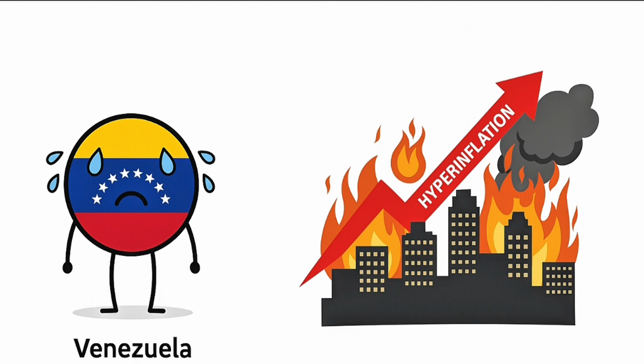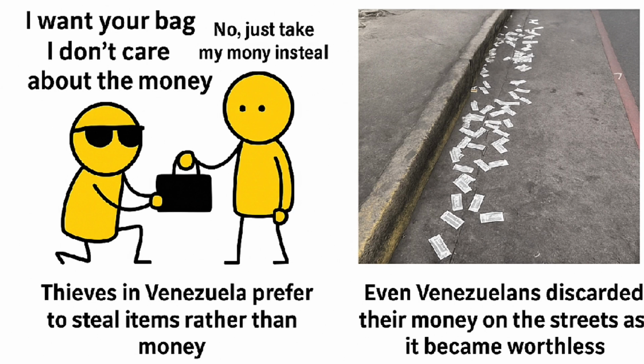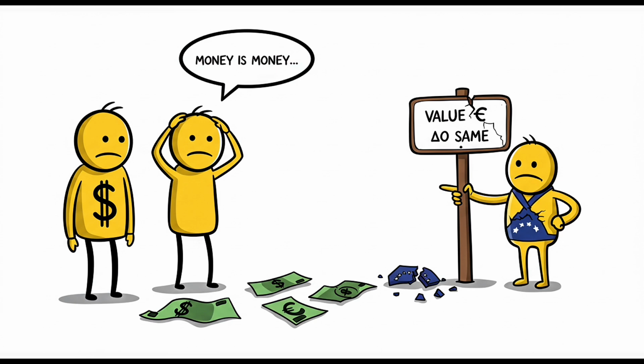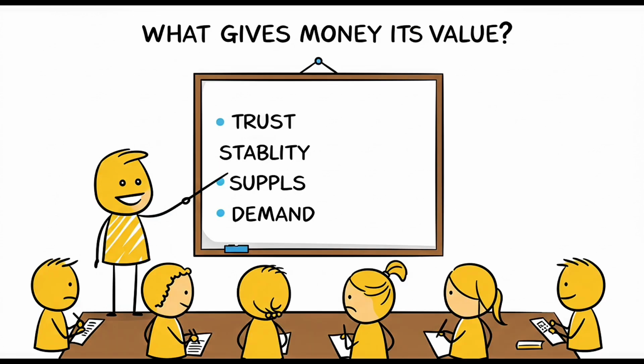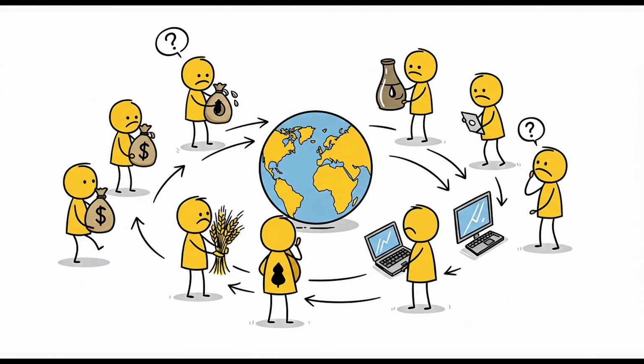But if a country prints a lot of money without control, and no one trusts the currency anymore, the value plummets. This is exactly what happened in Venezuela, where money lost so much value that people used bags of bills to buy bread. So the next time you hear someone say, money is money, remember, it's not quite like that. The value of a currency depends on trust, stability, supply, and demand. And understanding these is the first step to understanding the global economy.